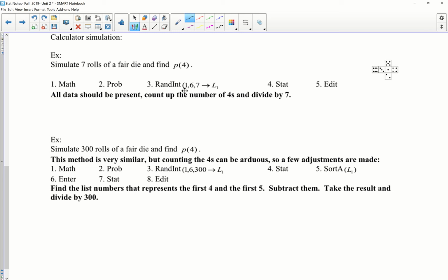Probably a little too vague, so I'll take it as a typo to be a little bit more specific with the steps. The math probability, that's easy enough, but random integer, I believe, is option 5. So it's a little confusing here because I wrote it as steps 1, 2, 3, 4, and 5, but people in the past have looked at this and they're looking for option 3 to say random integer, but this is option 5.